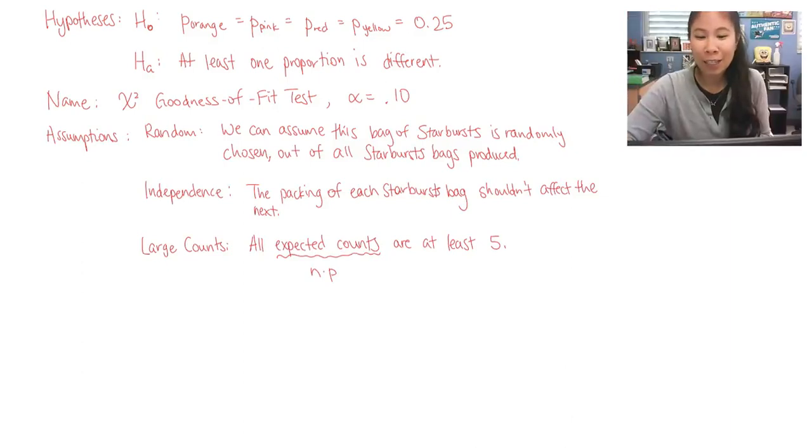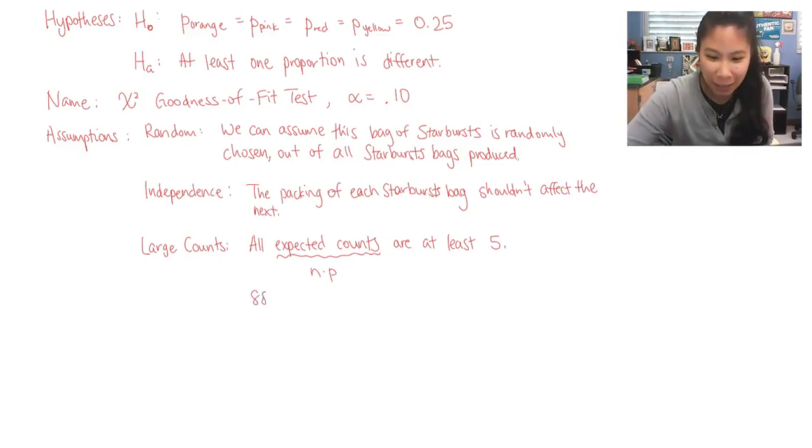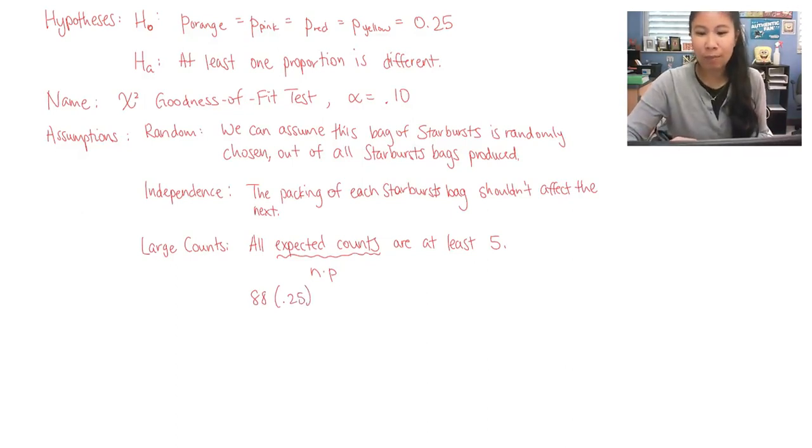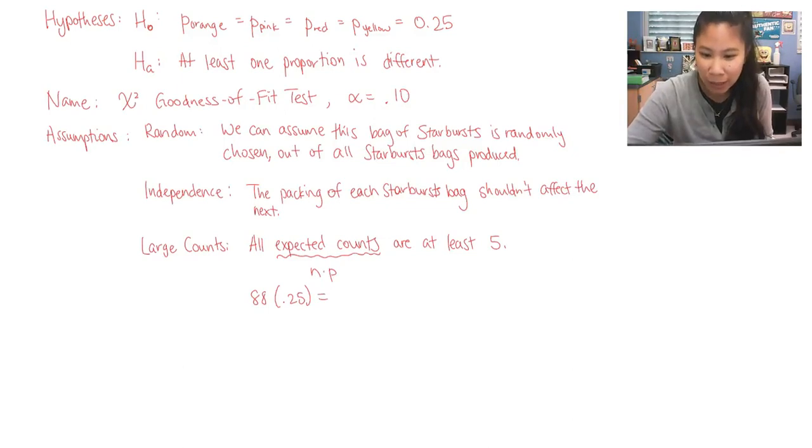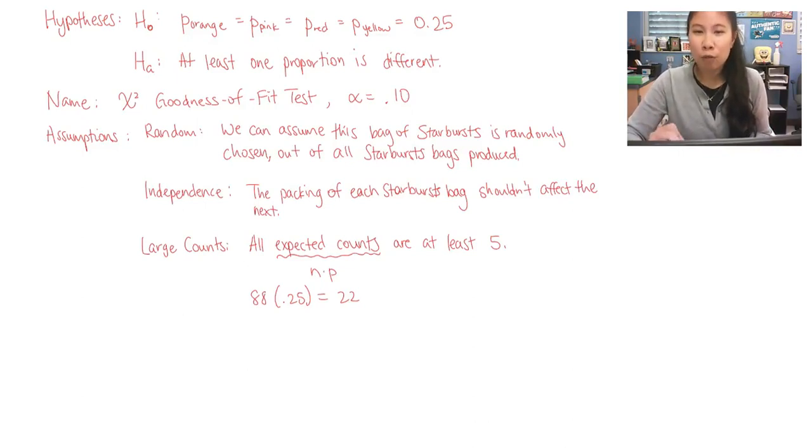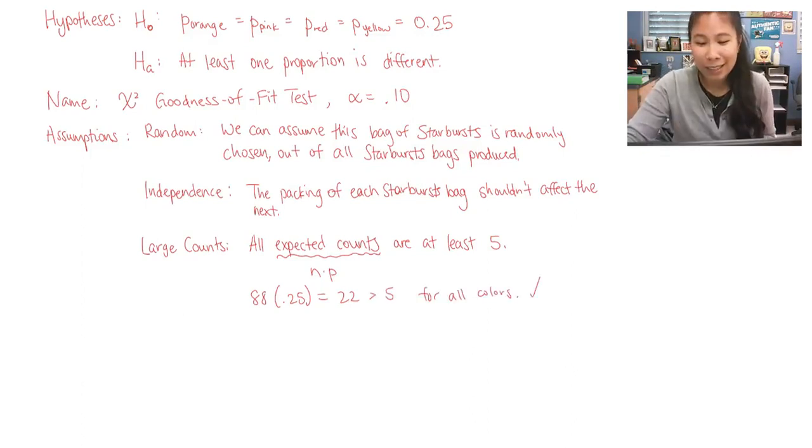All right, so if my total sample size is 88, then for each of my proportions, 25% of them should be pink, 25% should be orange, 25% should be red and yellow. So when I multiply that together, I end up with 22. So my expected number of orange Starbursts is 22. My expected number of pink Starbursts is 22, red, yellow, and so on. Those numbers are all greater than 5. We did it. So writing this out, because I didn't want to list all of them 4 times, I just said 22 is greater than 5 for all the colors.